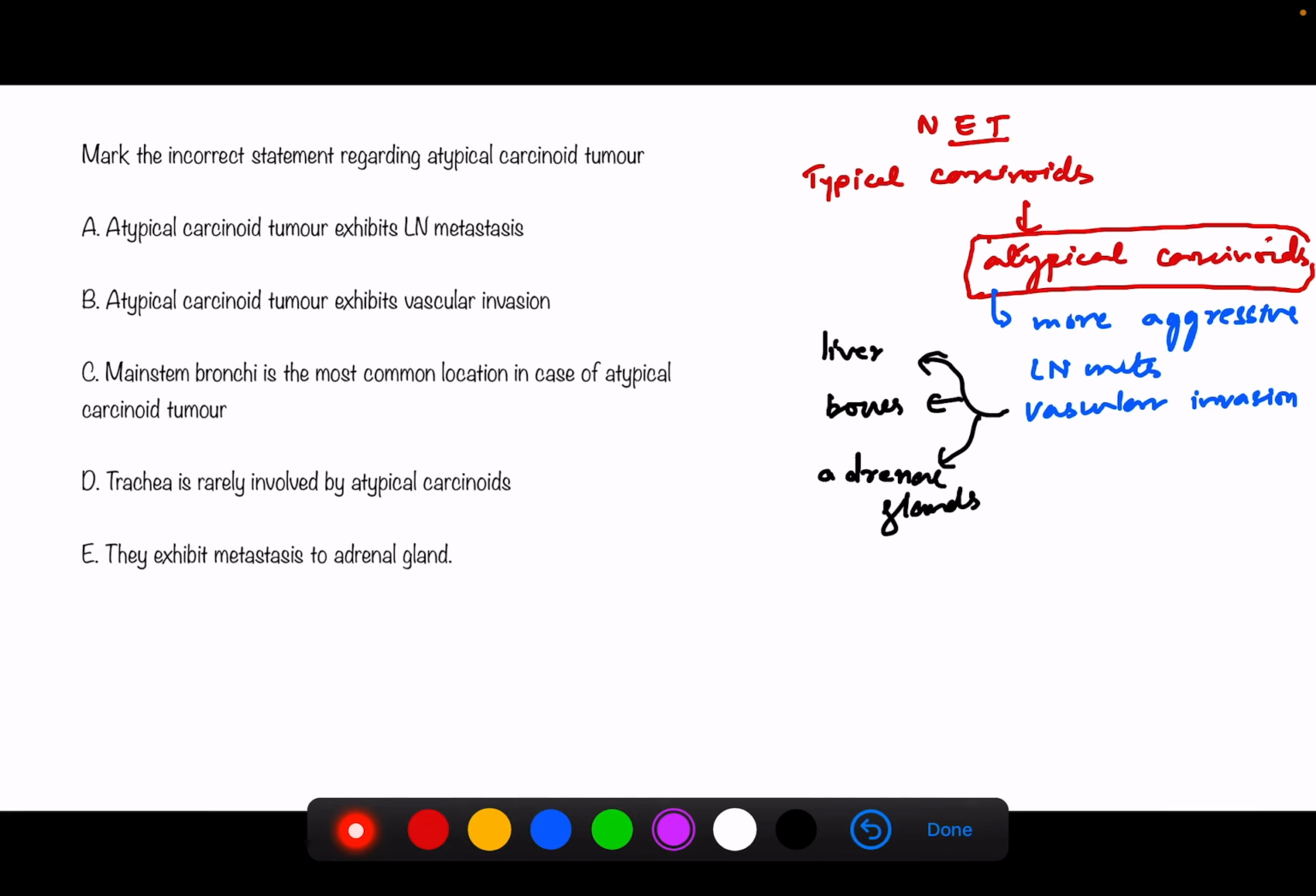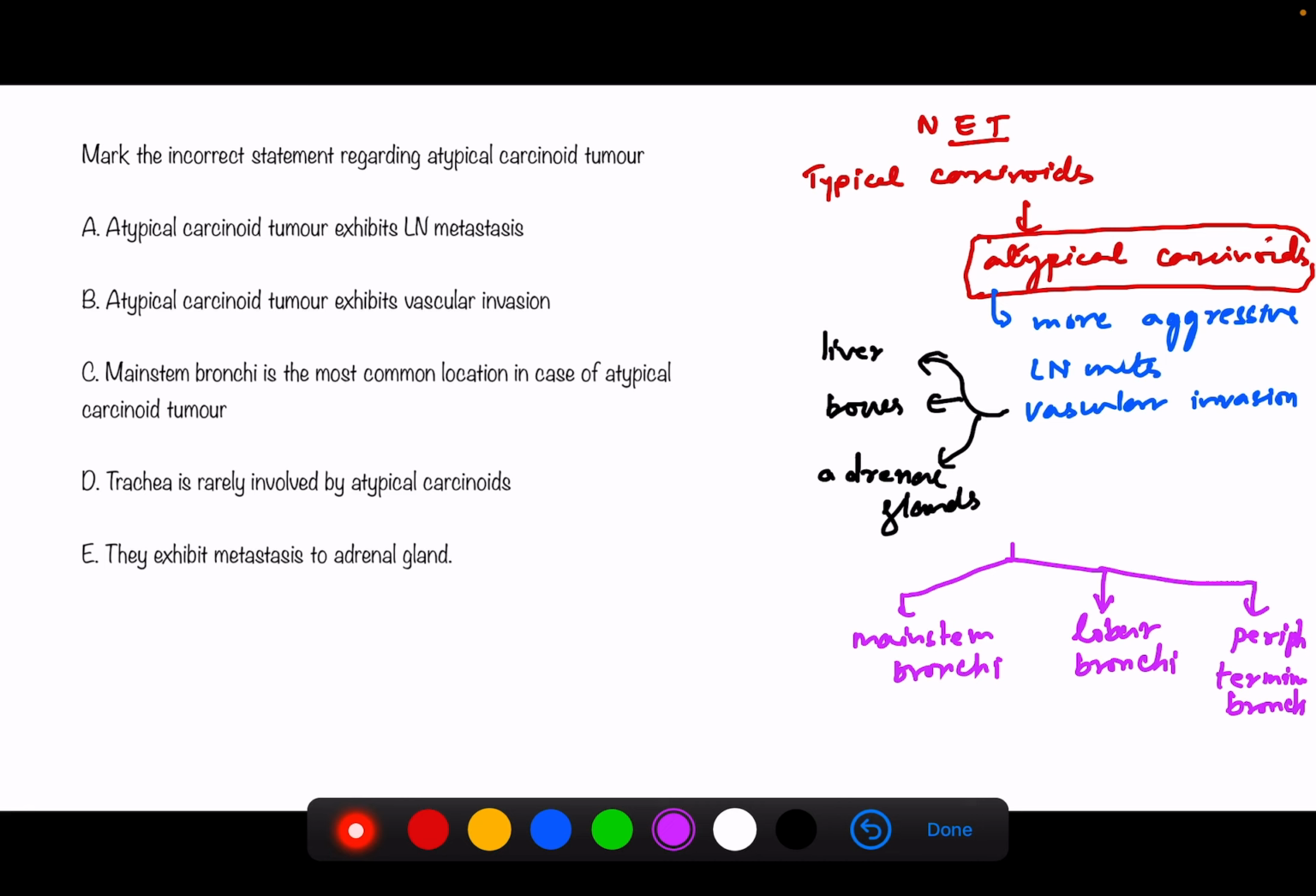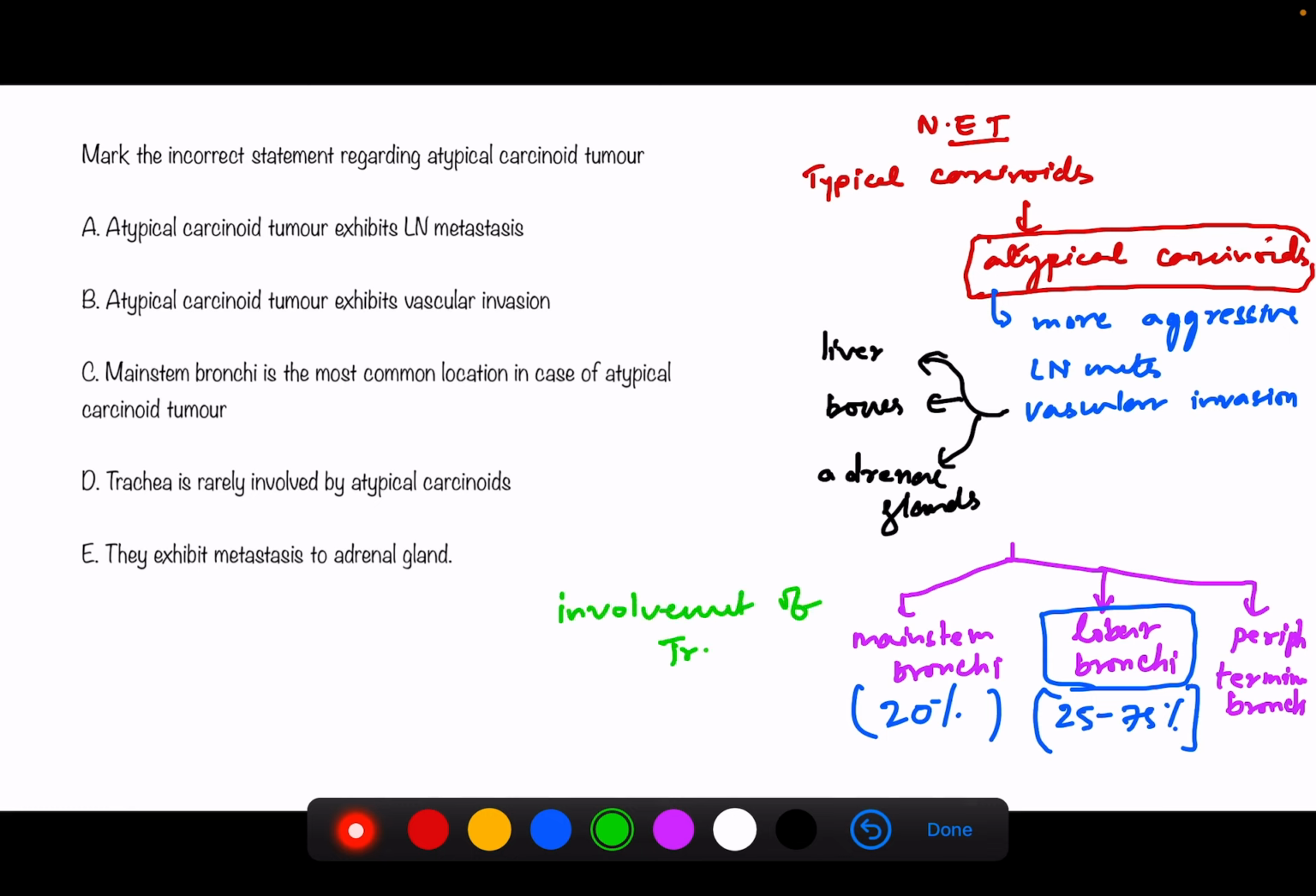These atypical carcinoids have a threefold distribution. One is the main stem bronchi. Second is the lobar bronchi. And the third are the peripheral or the terminal bronchi. The majority, that is 25 to 75%, are present here in the lobar bronchi region. Mainstem bronchi is involved in 20%. However, involvement of trachea is not seen.